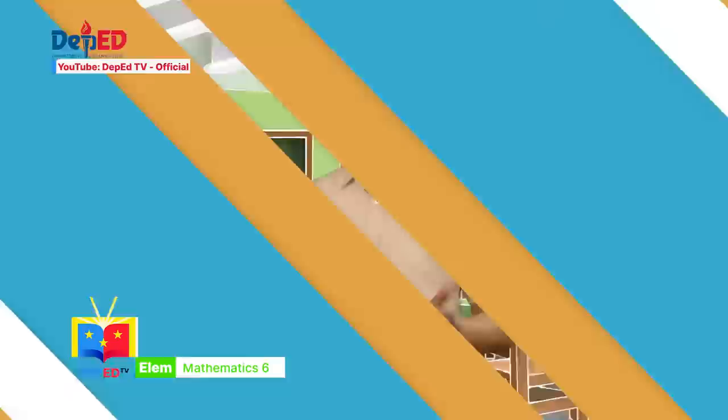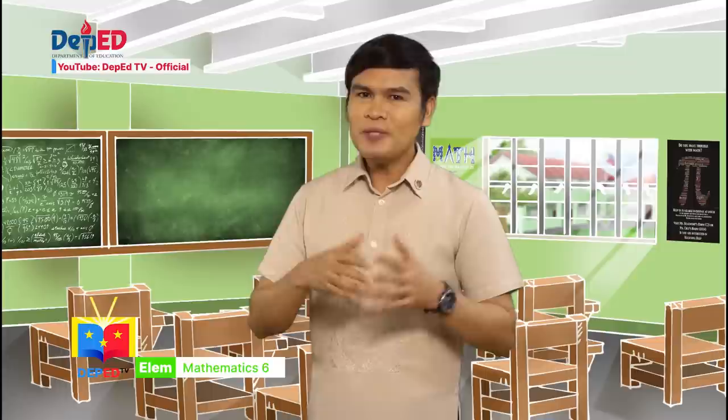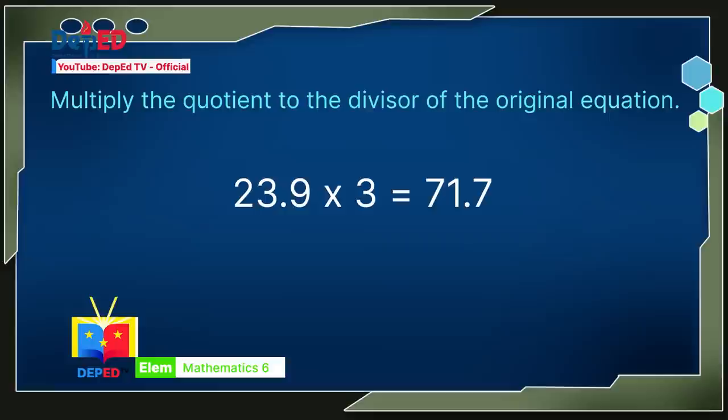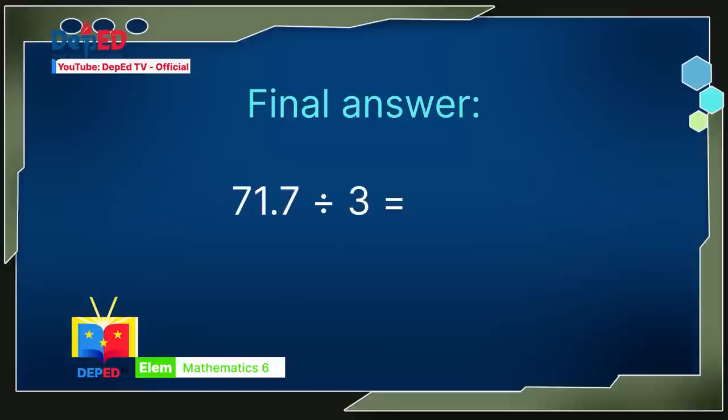Now, how can we check if the answer is correct? Right! Multiply the quotient to the divisor of the original equation. 23 and 9 tenths times 3 is equal to 71 and 7 tenths. Since it is equal to our dividend, we get the correct answer. Therefore, 71 and 7 tenths divided by 3 is equal to 23 and 9 tenths.